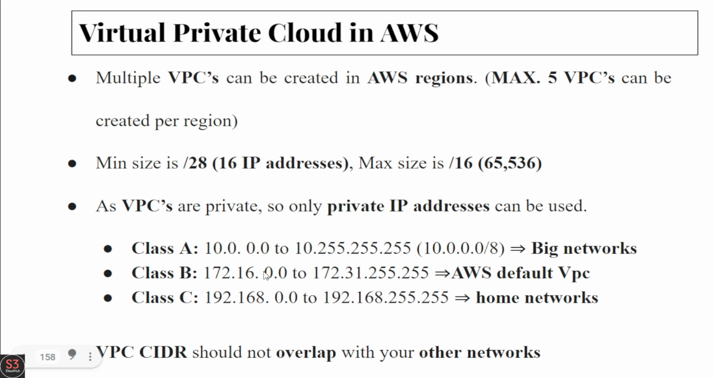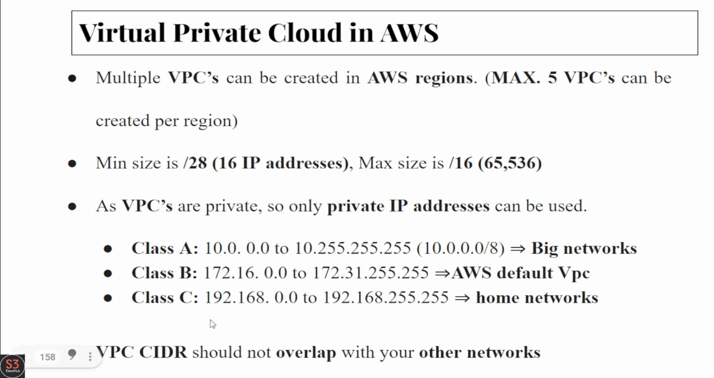Then we have class B. In class B, the range is 172.16.0.0 to 172.31.255.255. It is used in the AWS default VPC, right? This is class B, and the default VPC uses class B. Then last is class C, which is 192.168.0.0 to 192.168.255.255. They are used in home networks. You can say they are also used in local networks.